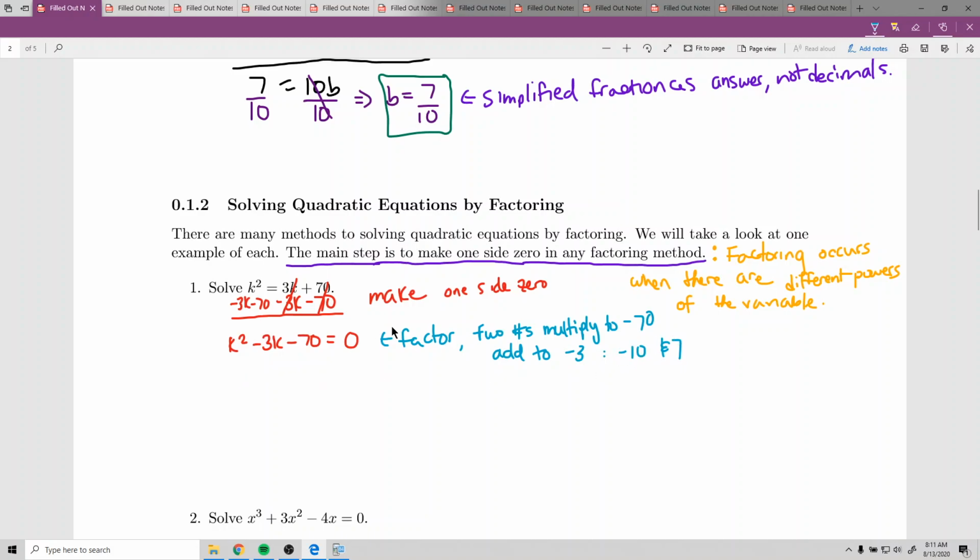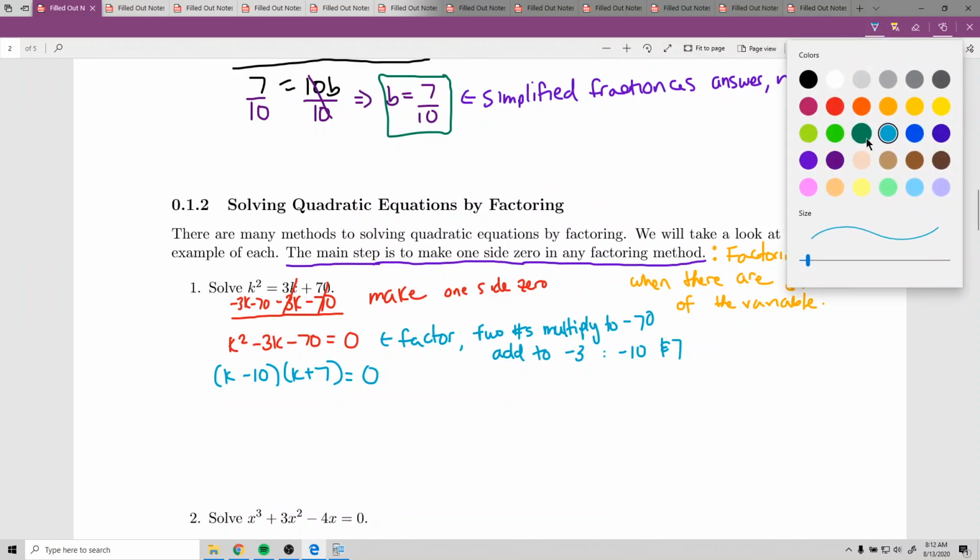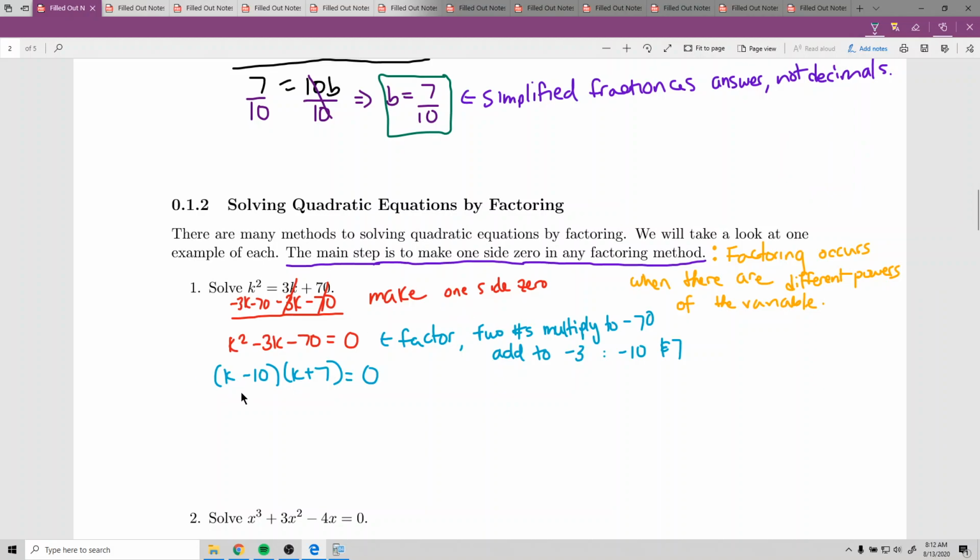As a reminder of what you do with that, we have a k minus 10 and a k plus 7. We put a k in front of each because we have just k squared. And then we put the two numbers we figured out in the remaining parts, so the minus 10 and the plus 7. Right, now once this is factored, we say it's factored when you see the exponents are visually gone.